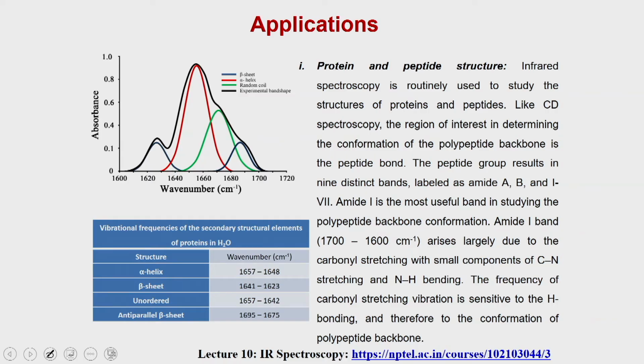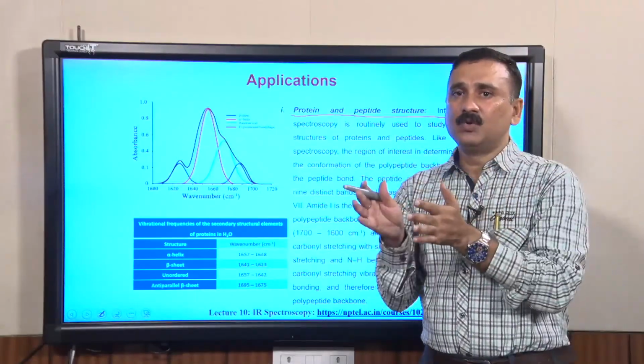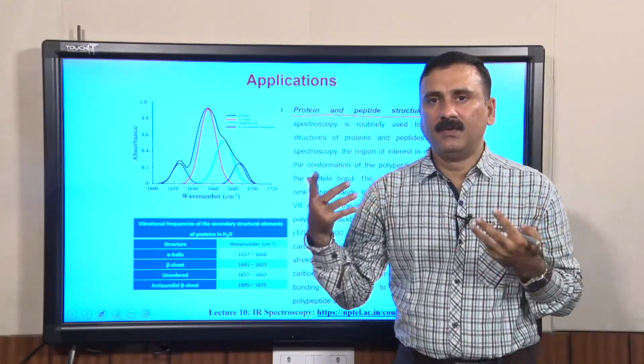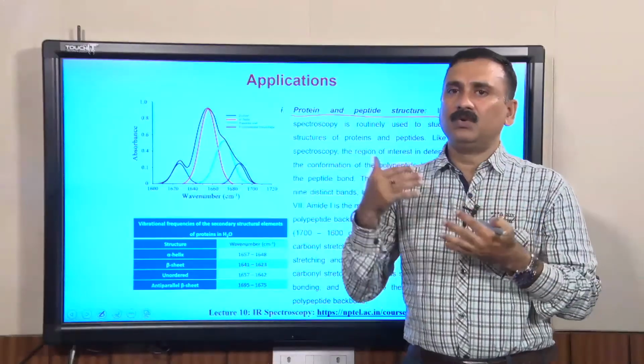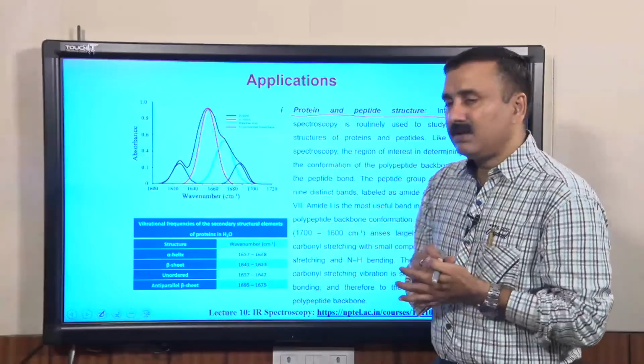Then you can characterize different types of secondary structures present in proteins, because the different secondary structures contain the carbonyl as well as the amine groups, and these carbonyl and amine groups are placed in different positions. As a result, they give you different types of IR spectra, and you can characterize them.